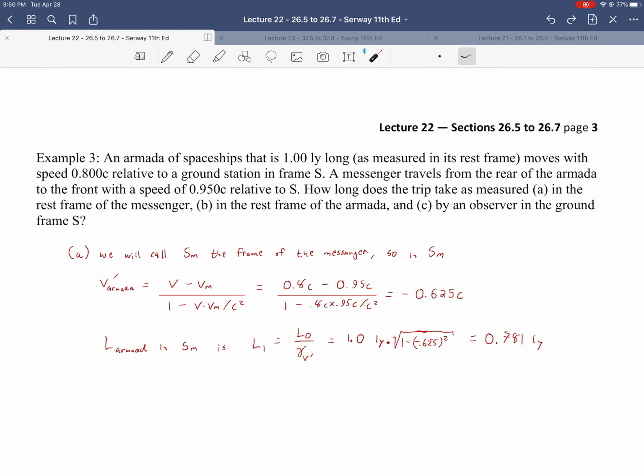Then I want to find the length of the Armada in the reference frame of the messenger. So this problem involves both relative velocity and length contraction. I could use time dilation as well, but I choose to use length contraction. So I'm going to find the length of the Armada in the reference frame of the messenger, and I call that L1, and that's going to be the rest length divided by the gamma that I got for the messenger.